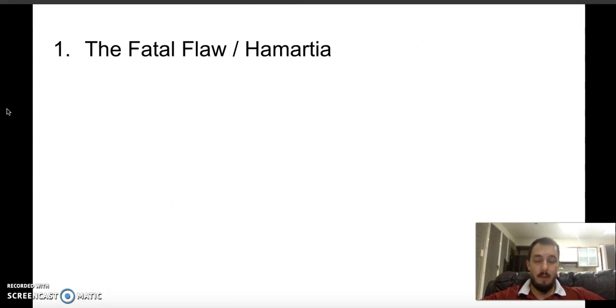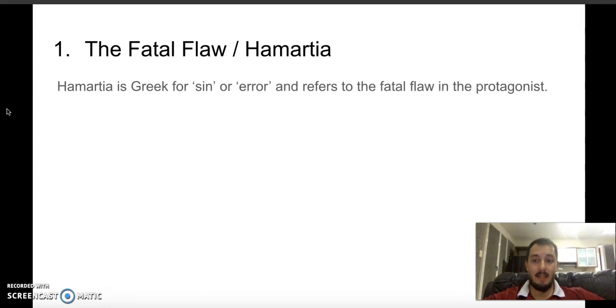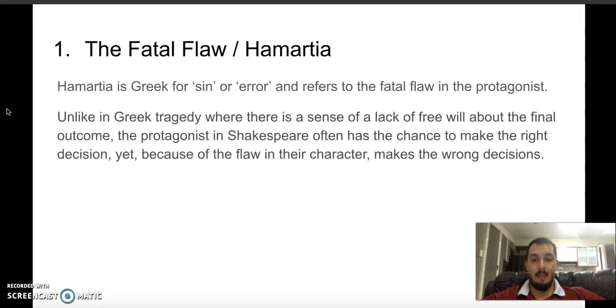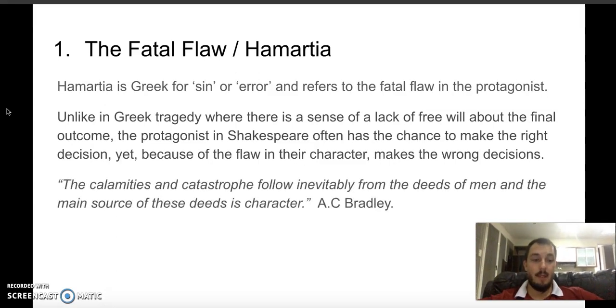So the fatal flaw, or hamartia. Hamartia is Greek for sin or error, and this refers to the fatal flaw in our protagonist. Unlike in Greek tragedy, where there's not really a sense of free will and the final outcome is ordained by fate, in Shakespeare the protagonist has the chance to make the right decision, sometimes multiple chances, to choose the right path. But because of the flaw in their character, they make the wrong decisions. This is a quote from A.C. Bradley that sums this up really well: "The calamities and catastrophe follow inevitably from the deeds of men, and the main source of these deeds is character."